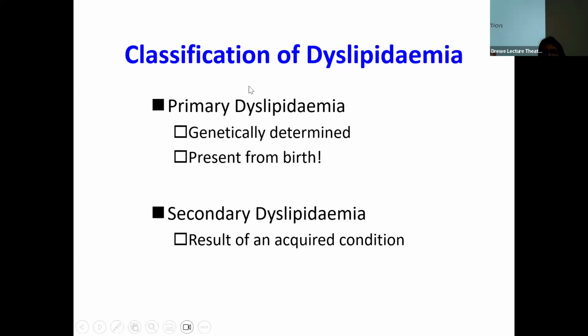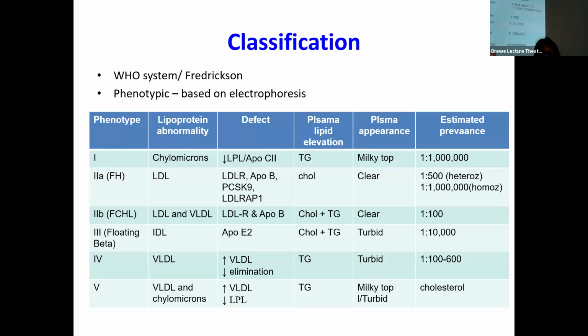Okay, so just moving on now to how we classify dyslipidemias. The way we think of this is primary dyslipidemias, those are the ones that are present at birth, genetically determined. But to make the diagnosis of a primary dyslipidemia, you first need to rule out any secondary causes. And so secondary dyslipidemias are obviously much more common and as a result of an acquired condition. And traditionally, we always did this using the Fredrickson classification from the 1960s, and WHO took this up. And this was very phenotypic, so we didn't have the genetics available then, and it was based on electrophoresis.